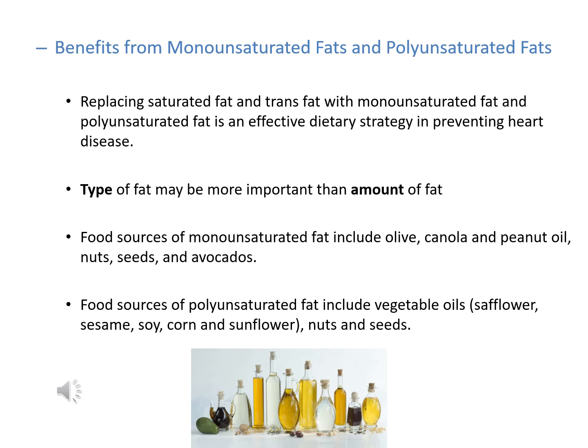As I previously noted, one of the recommendations to help reduce the risk of heart disease is to replace saturated fat with monounsaturated as well as polyunsaturated fat. Studies have shown us that the type of fat may be more important than the amount of fat when it comes to reducing disease risk. So what do you want to include? Well, good sources of monounsaturated fats: olive, canola, and peanut oils, nuts, as well as seeds and avocados. Sources of polyunsaturated fat include pretty much every type of vegetable oil, as well as nuts and seeds.